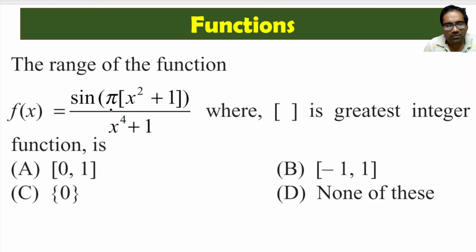Basically, it can be sine 1 pi, 2 pi, 3 pi, 4 pi, 10 pi, whatever. Sine of some integral multiple of pi. What does that mean? The numerator is always 0. Right? Sine pi, 2 pi, everything is always 0.